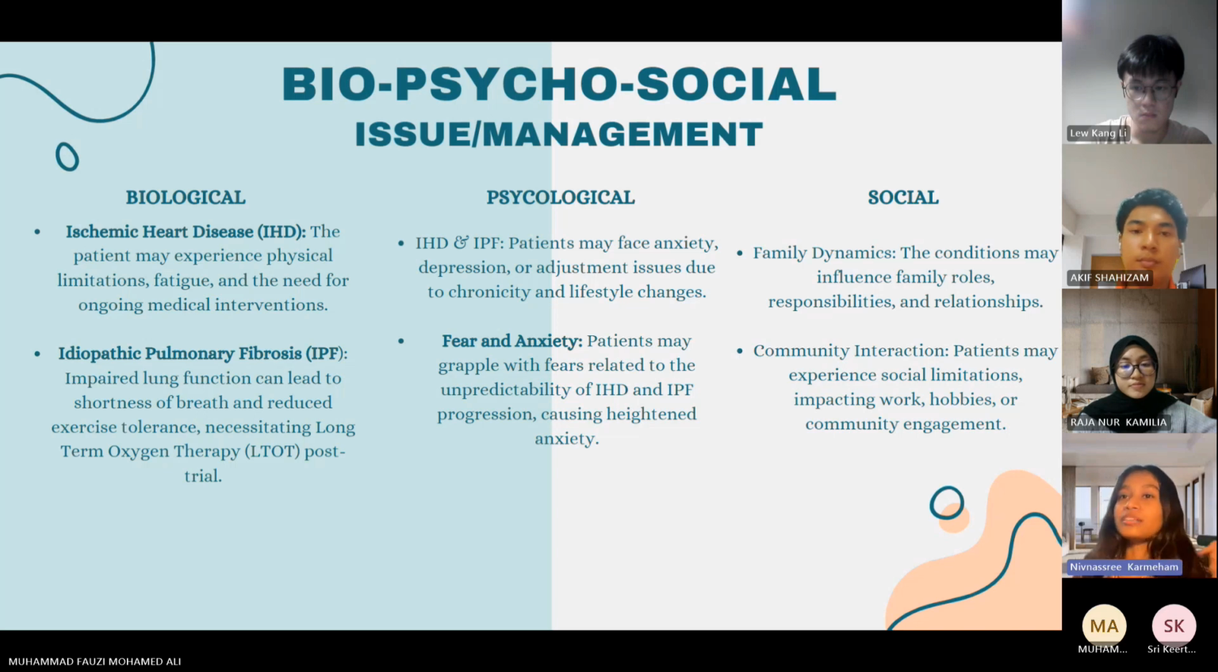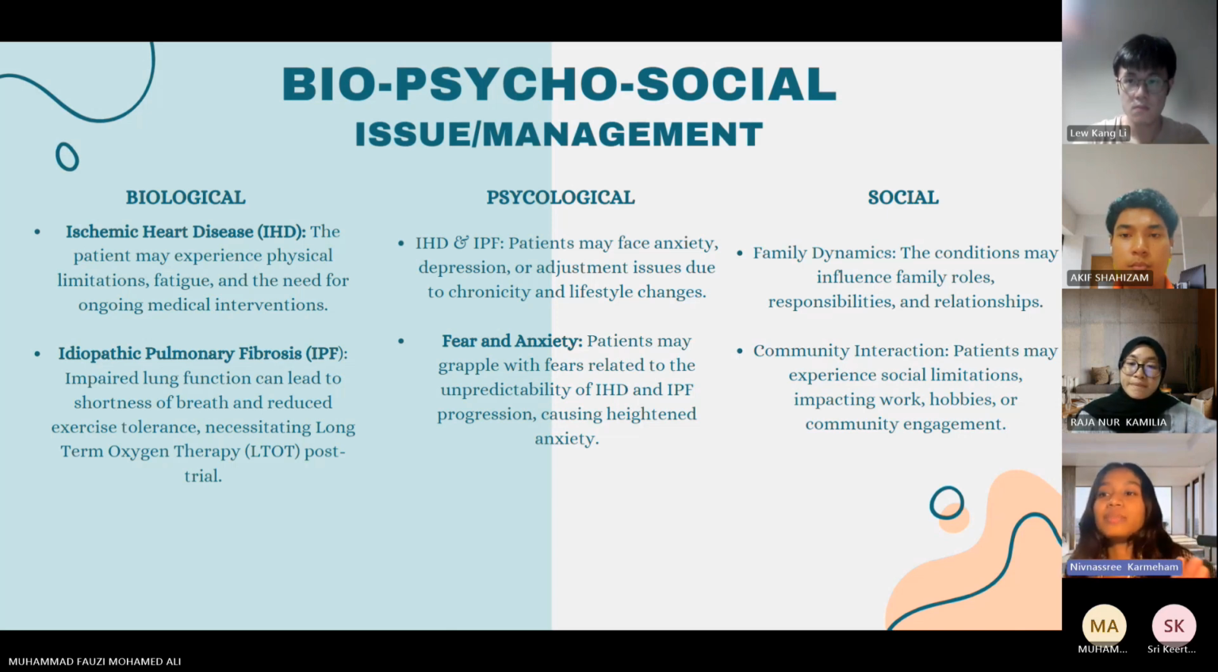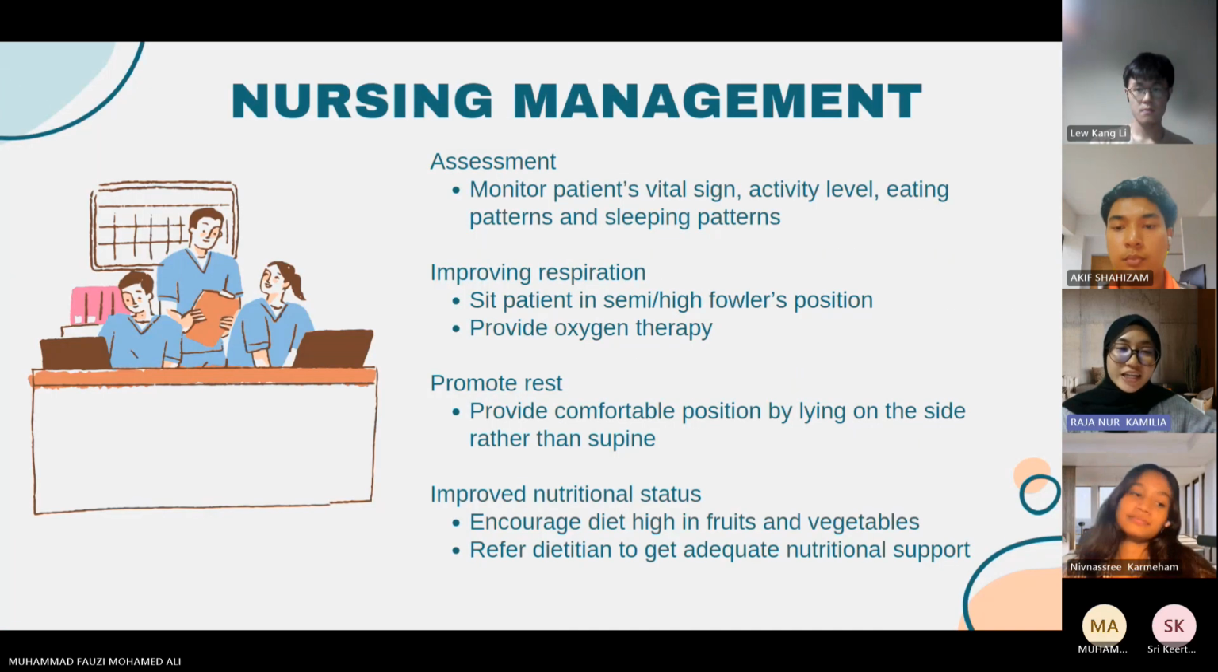So what are the issues that arise socially? Basically, in the family dynamics, the conditions faced by the patient, his chronic condition, may influence family roles, responsibilities, and relationships because everyone is basically involved in the caregiving of this patient. And in community interaction, the patient may experience social limitations which will impact his work, hobbies, or community engagement. So thank you.